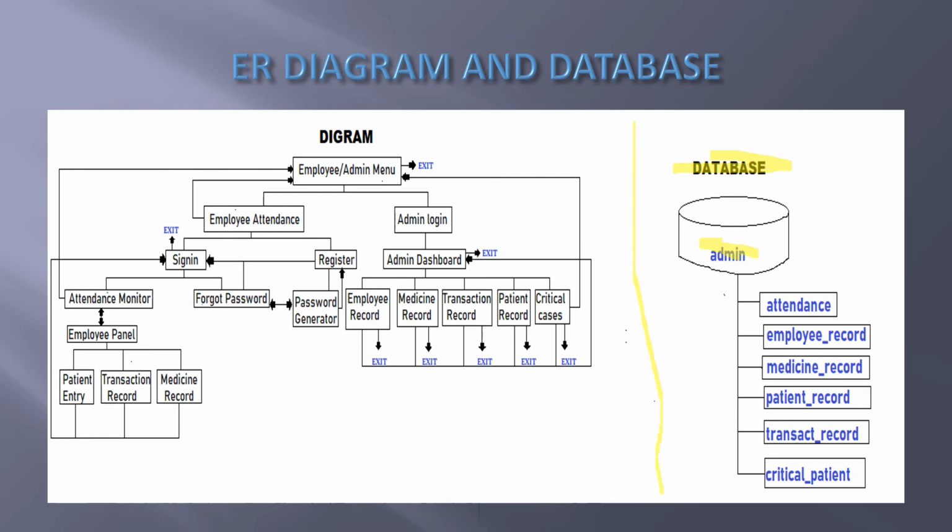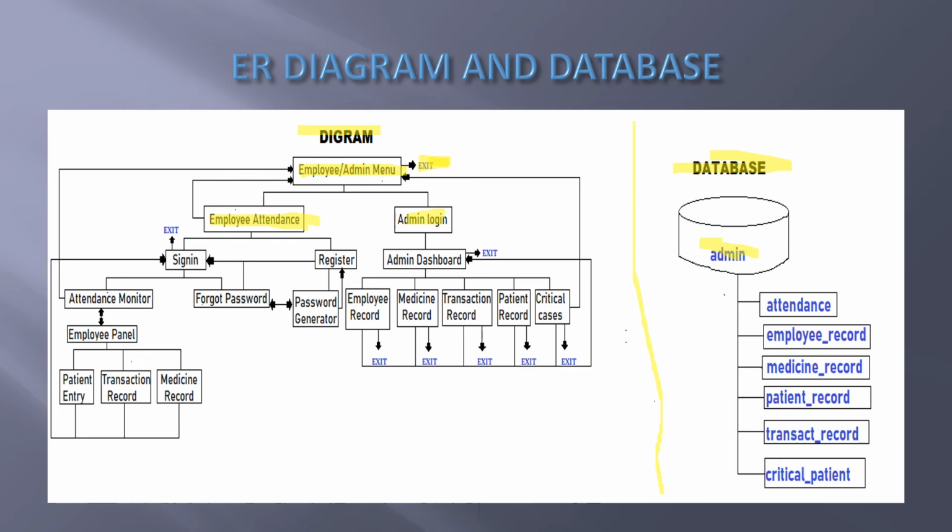Separated from this, there is a diagram, that is the ER diagram. This is the main employee admin menu. This is the first menu which I had shown, which has 3 buttons: attendance, administrator login, and exit. Through this panel, either the user can exit or proceed along the arrows. That means through the employee admin menu, attendance can be accessed, or the admin can log in, or exit.